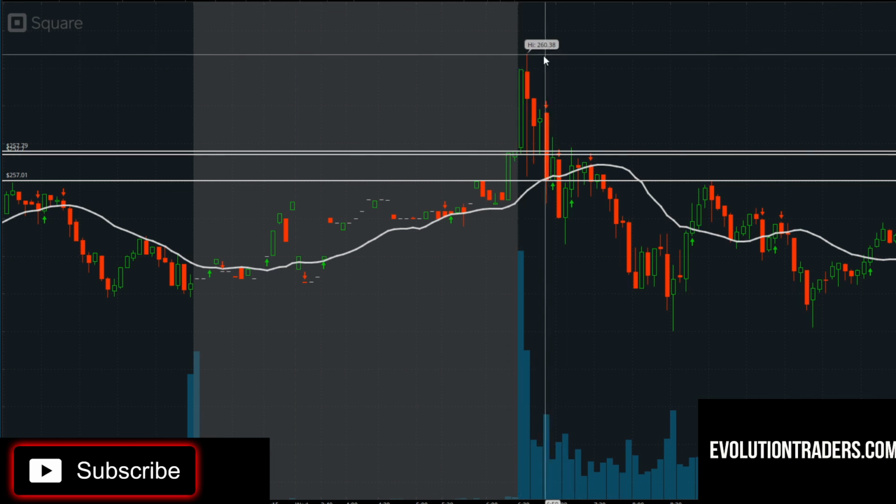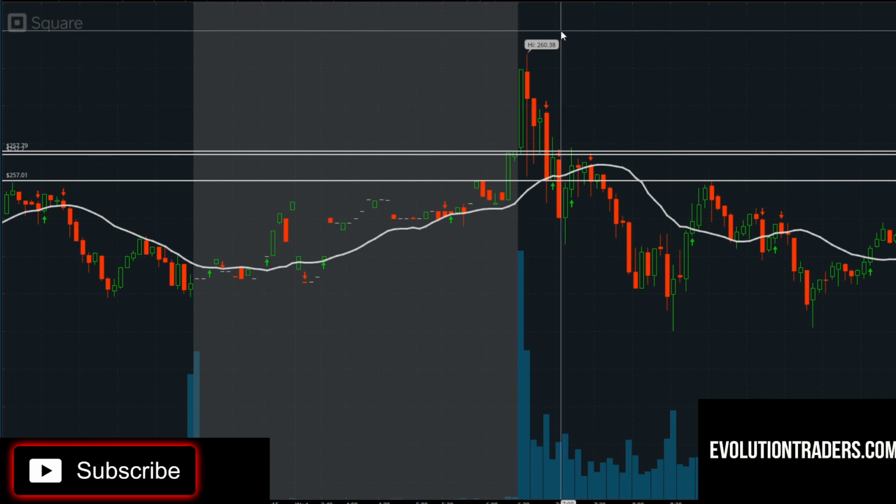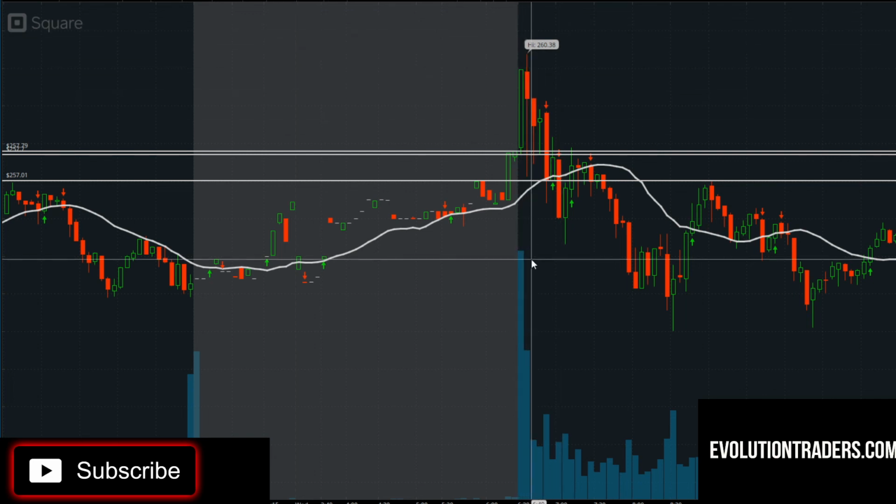You don't know that it's going to go to 260. You don't know if it's going to go to 265. You don't know if it's going to come up 1 point and go back down, hit your stop. Just take your money. That's how you play the pivots for scalping.